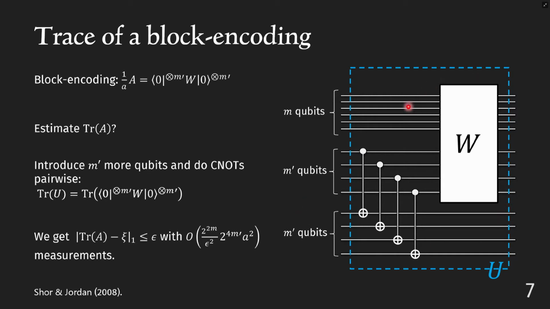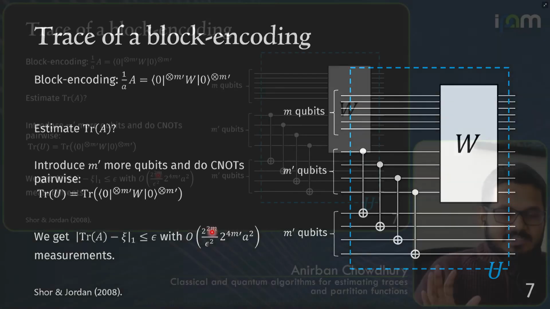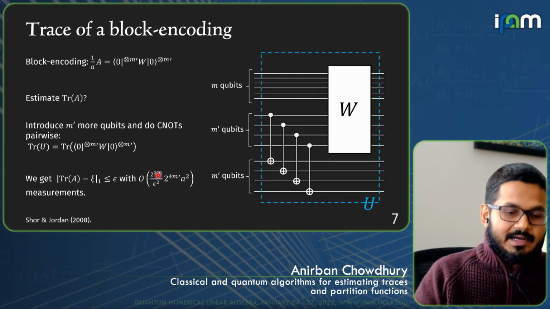So you can show, again quite easily, that if I now think of this larger unitary U comprising these CNOTs and the W, the trace of U will in fact be the trace of this particular block encoding. One way to see this is to consider that some of these m prime qubits were in the one state. Well, that would flip the qubit over here, and therefore this won't contribute to the trace, because here you have effectively identity acting on these qubits. That's one way to see it. But the main line is this: we can also do traces of block encodings in this kind of setup.